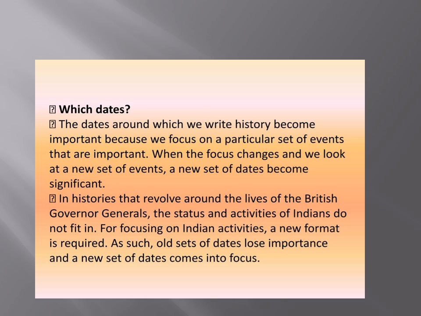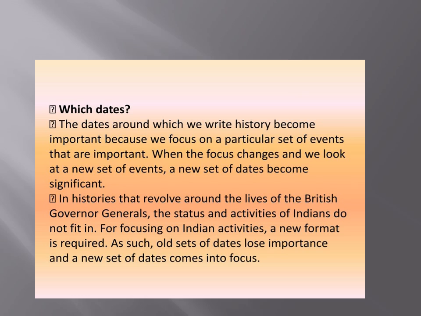Let us study one example which is given in your book, that is the role of the governor generals. The role of each governor general was important. The first governor general, Warren Hastings, was important because he was the first one, and it ended with the last viceroy, Lord Mountbatten. There were others in between, for example Bentinck, Dalhousie, Canning, and so on.